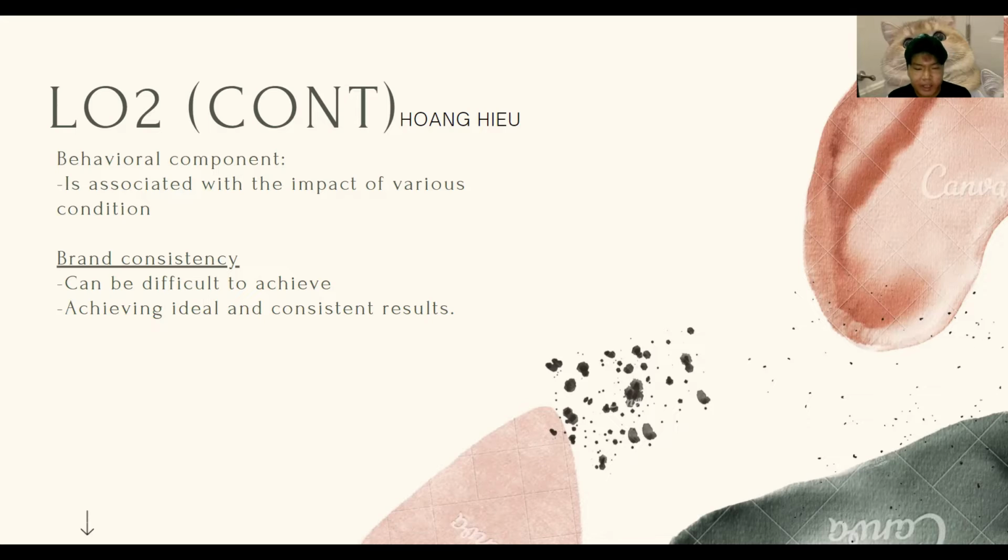And the next part is about brand consistency. It can be difficult to achieve, so it is important to focus on it from the start. Building a profitable, sustainable business means making small adjustments throughout your life. And if the entire company acts consistently, it has a better chance of achieving your ideas and consistent results.